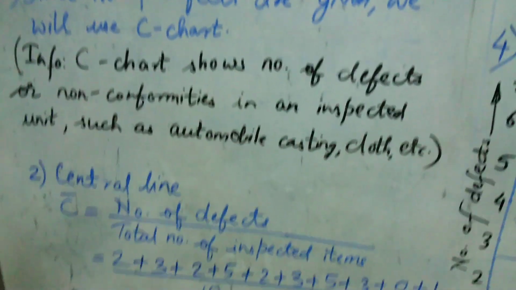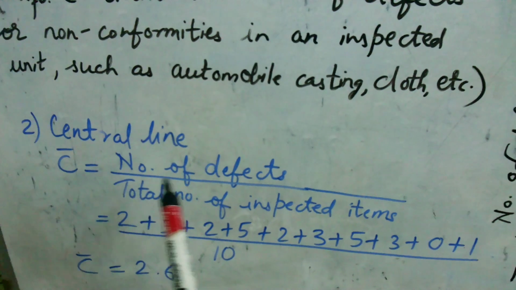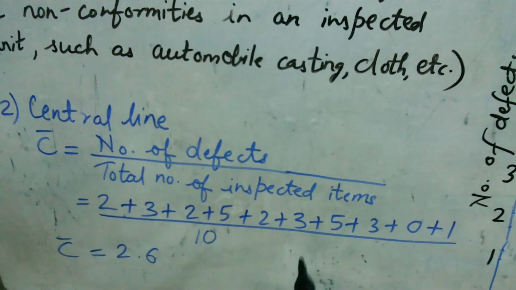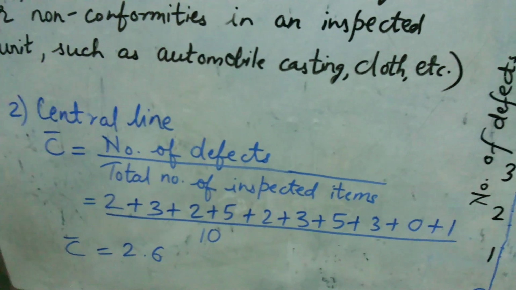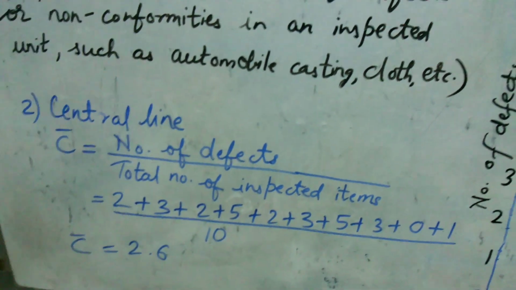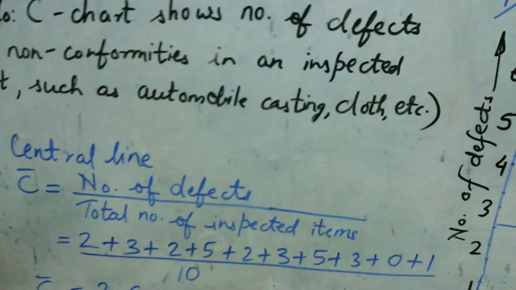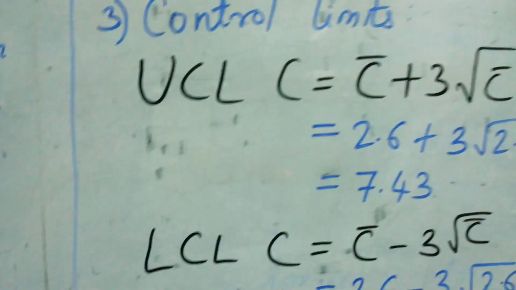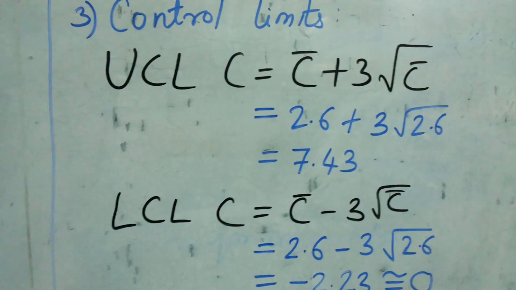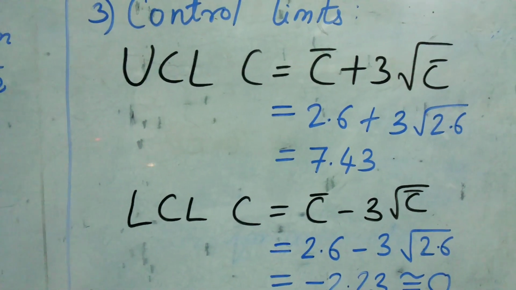We add them because we want the total number of defects, and then we divide by the total number of inspected items. The total number of inspected items was 10. So we get C bar, the central line, as 2.6. Once we get the central line, we need to calculate the control limits, so that we know whether the process is under control or not.